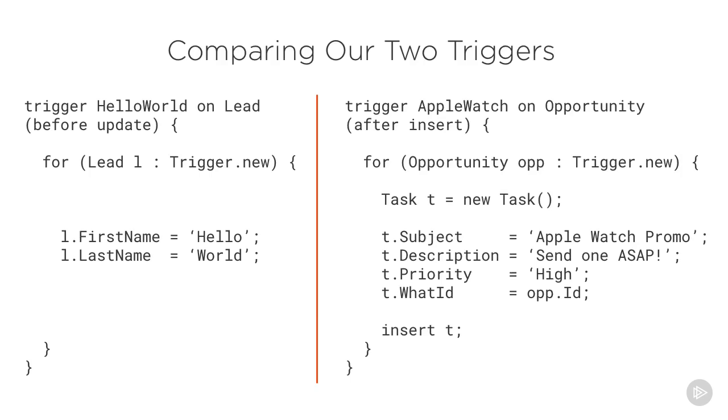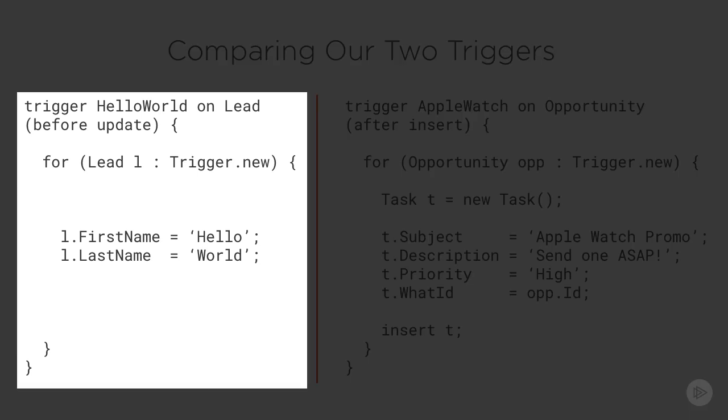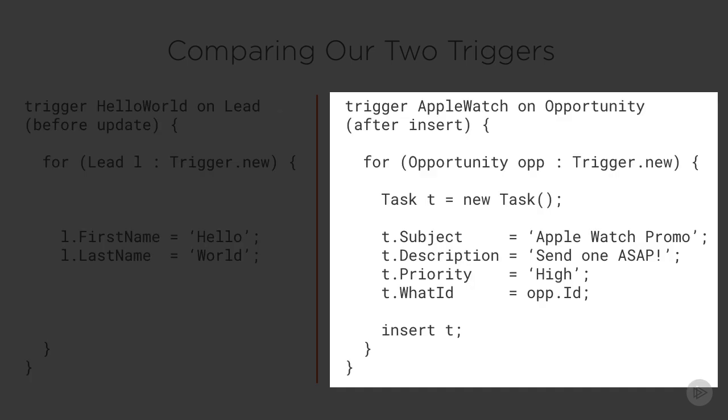Now that we have our first two triggers under our belts, let's put them next to each other side by side and compare the similarities and differences between the two. On the left, we have our first trigger, Hello World. And on the right, we have our second, Apple Watch.